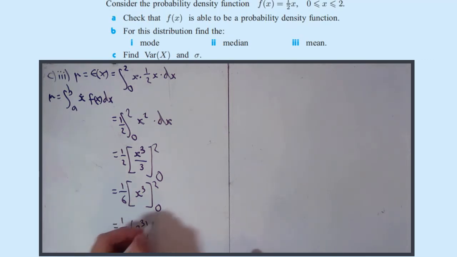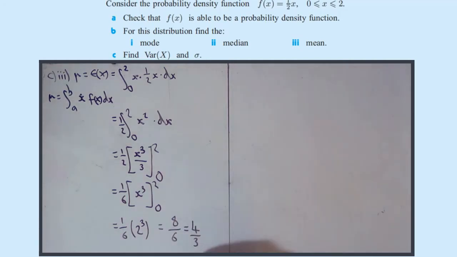2 cubed is 8. This is 8 over 6, which is 4 over 3. So the expected value of x is 4 over 3, which is 1 1/3.